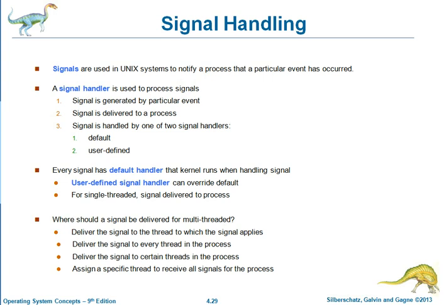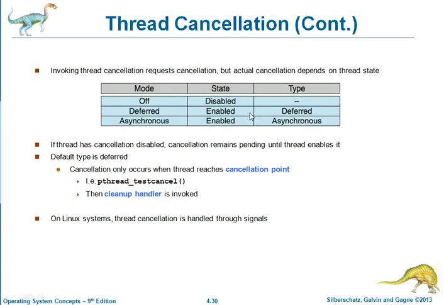In general, there are four options in handling the signal. First, deliver the signal to the thread to which the signal applies. Second, deliver the signal to every thread in the process. Third, deliver the signal to certain threads in the process. Fourth, assign a specific thread to receive all signals for the process.